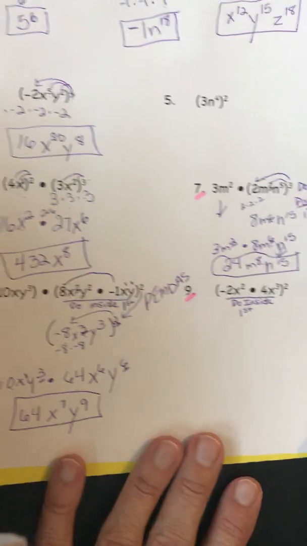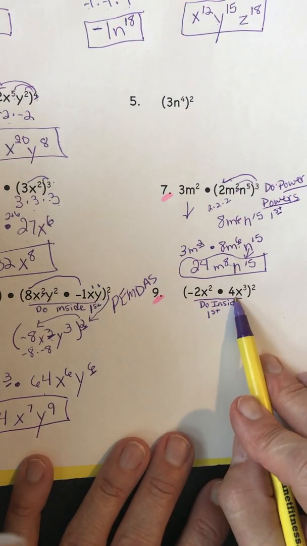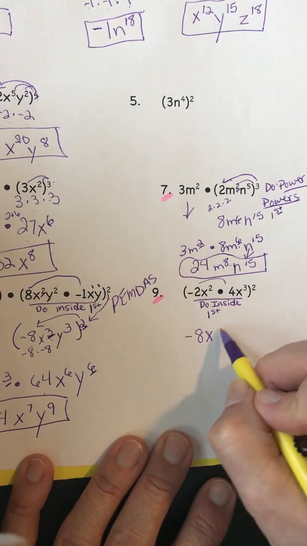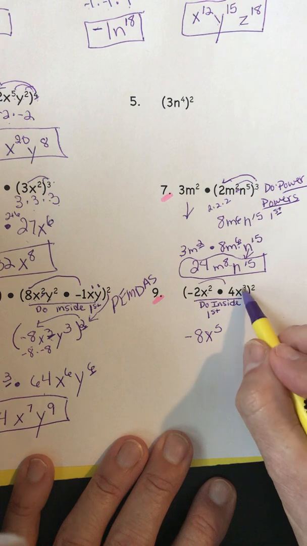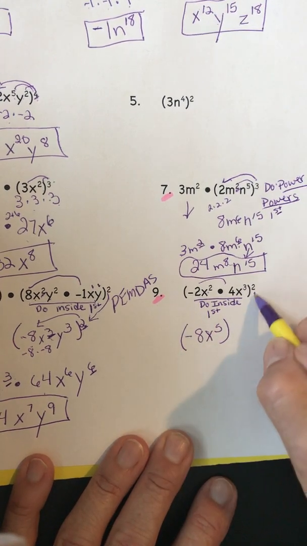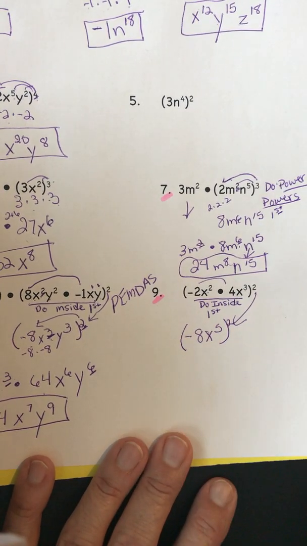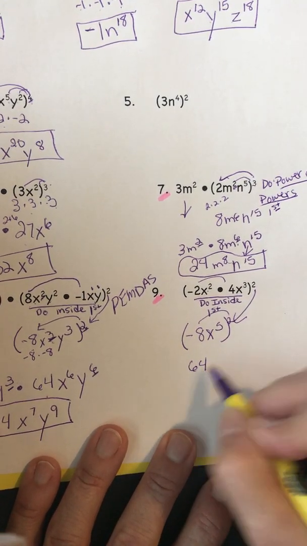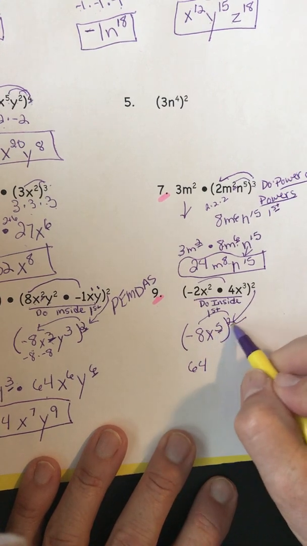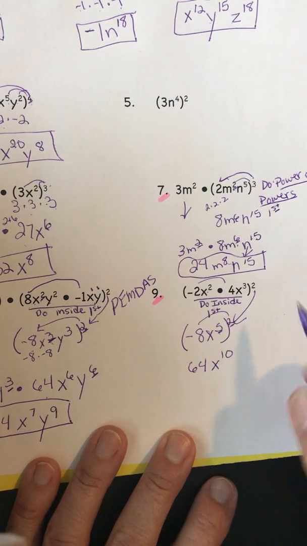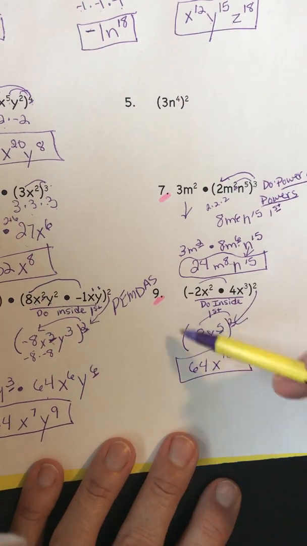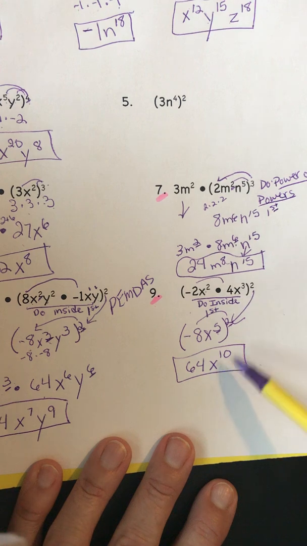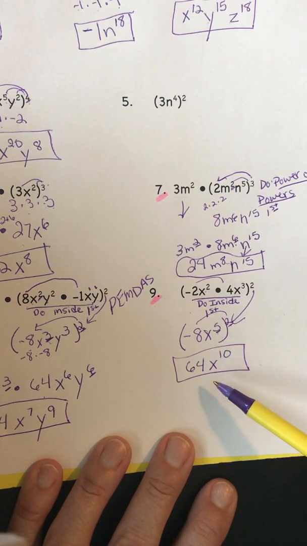Okay, on this one, you're going to do the inside first. And I would get negative 8, x to the 5, 2 plus 3 is 5. Now I'm going to use the power of powers, so I'm going to be multiplying. Negative 8 times negative 8 is a positive 64. x5 times 2 is x10. This one, I am done. There's nothing to bring down. First I did the inside, then I squared it and did the power of powers.